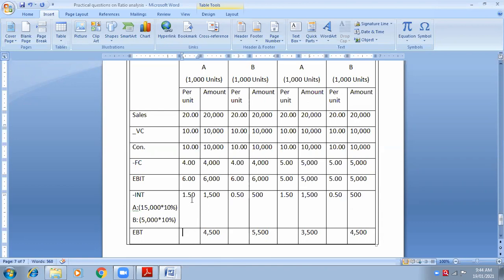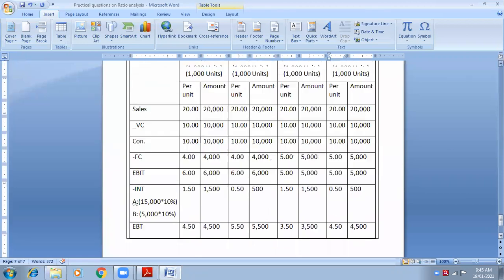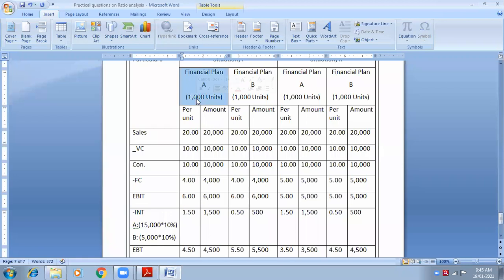So similarly you have to calculate the per unit column also. So tell me what will be the per unit? 4.5. And for 5,500? 5.5. For 3,500? 3.5. And for 4,500? 4.5. With what amount are you dividing and calculating per unit? 1,000. These are the 1,000 units that you have to divide with. Okay. Is it clear, everybody, up to here? Yes, ma'am.